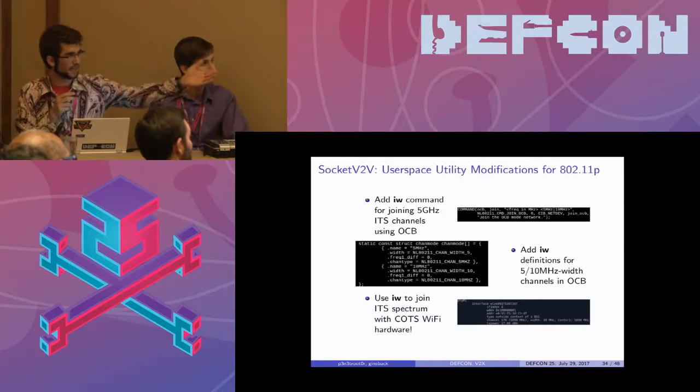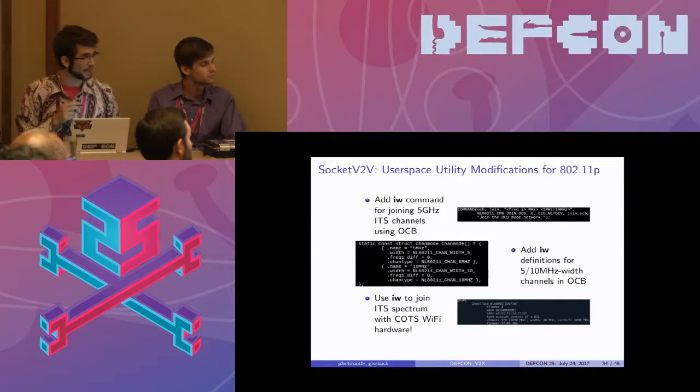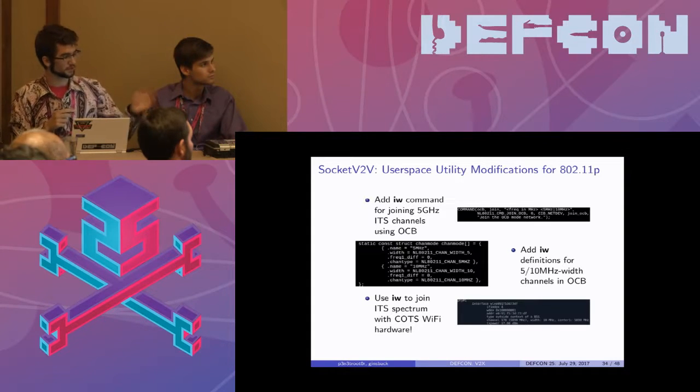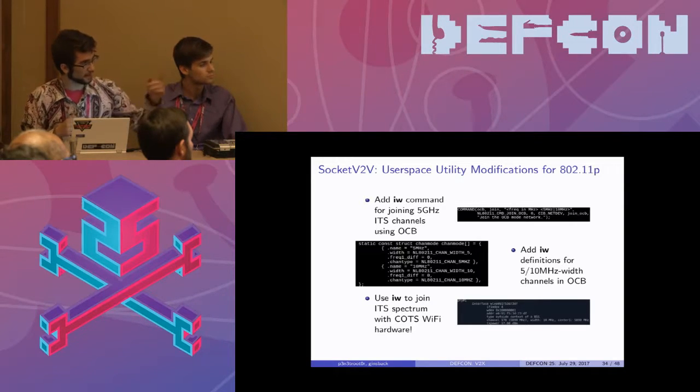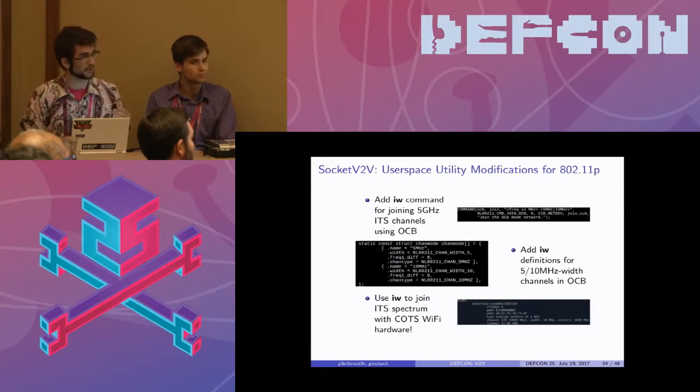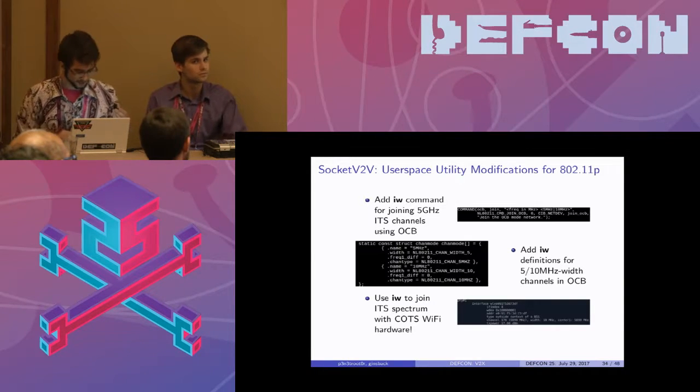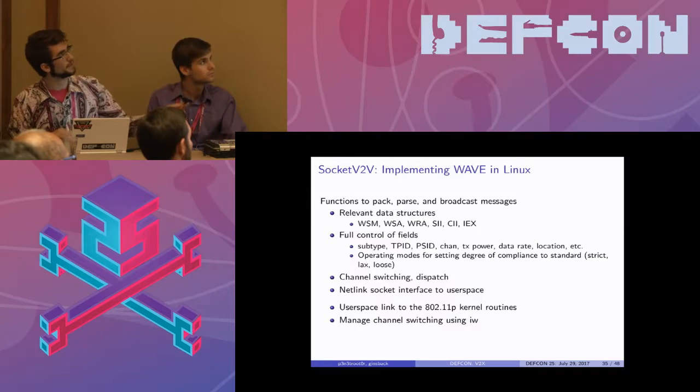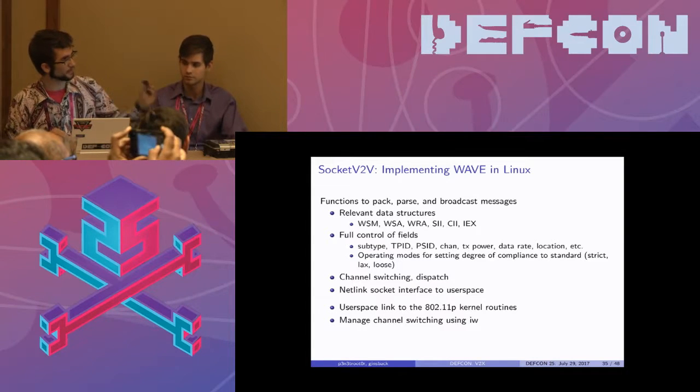And the result is that you're able to successfully join a 5 gigahertz channel in OCB mode using exclusive use of the channel and a 10 megahertz subcarrier. So this is 802.11p implemented. Next, we're going to talk about implementing WAVE.